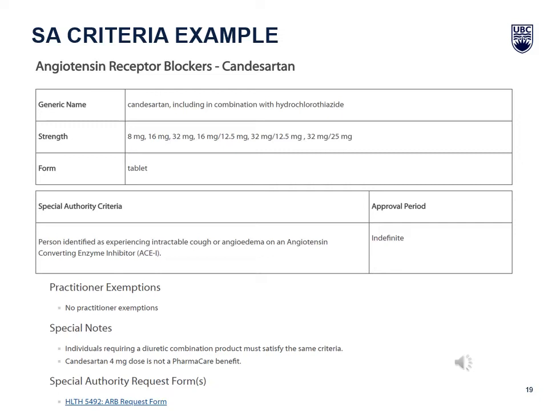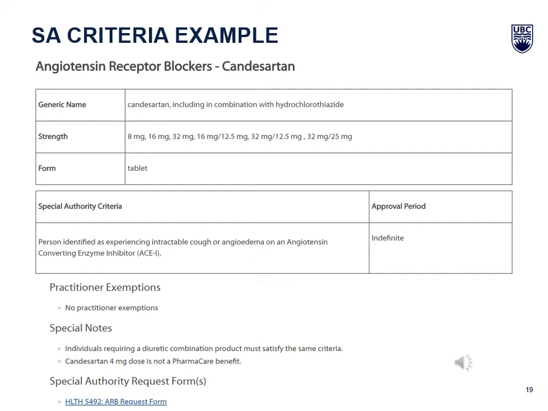At the top, we have the generic name, the various strengths, and a dosage form. In the middle, we have the special authority criteria. In order to be eligible for a special authority for candesartan, the patient has to be a person identified as experiencing an intractable cough or angioedema while taking an ACE inhibitor. To the right, we have the approval period.